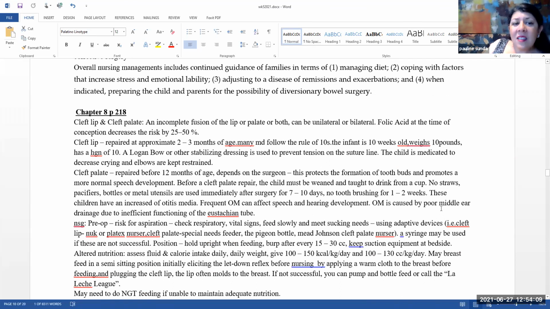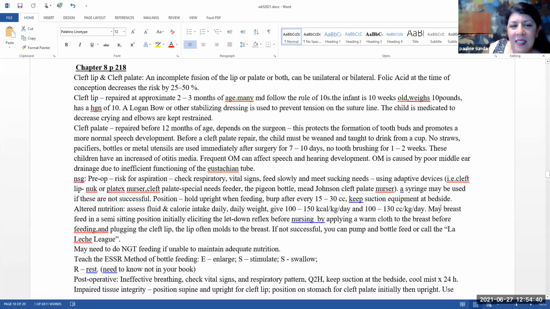Next, we're going to talk about cleft lip and cleft palate. So this is not in your GI chapter. It is in chapter 8, beginning on page 218. Cleft lip and cleft palate is basically an incomplete fusion of the lip or palate or both. It can be unilateral, on one side, or bilateral, on both sides. Folic acid at the time of conception can decrease the risk by 25 to 50%.